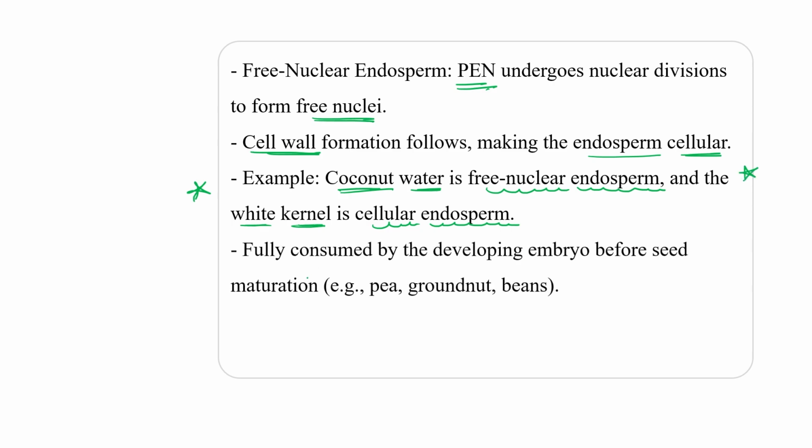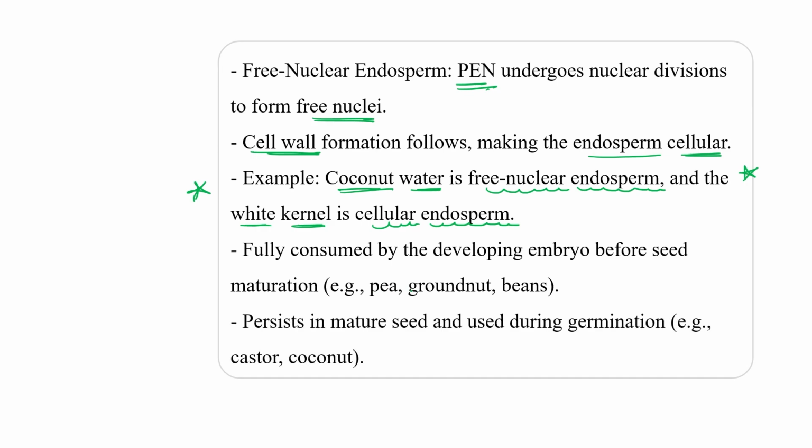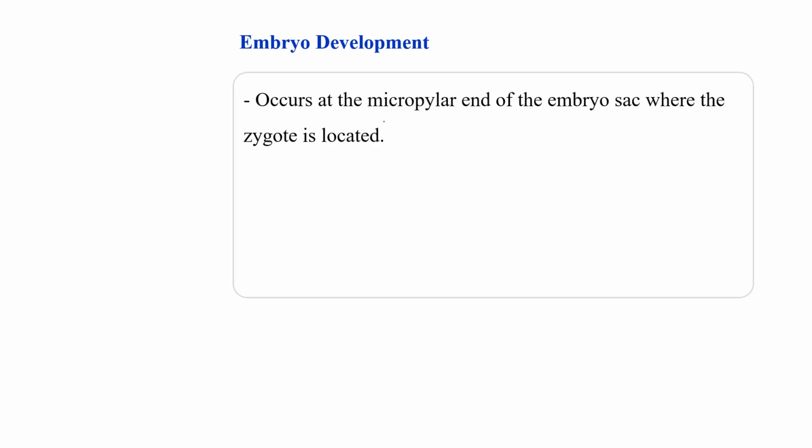Okay, so the endosperm, that liquid and hard part, is consumed by us, the coconut water and the white part of the coconut, right? In some seeds the endosperm is fully consumed by the developing embryo before seed maturation, like pea, groundnut, beans. And sometimes the endosperm persists in the mature seed and is used during germination, like in castor, coconut.